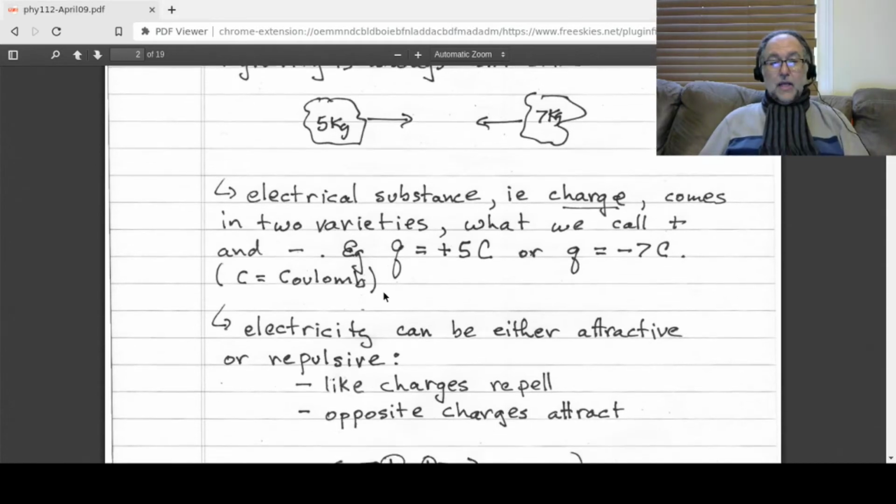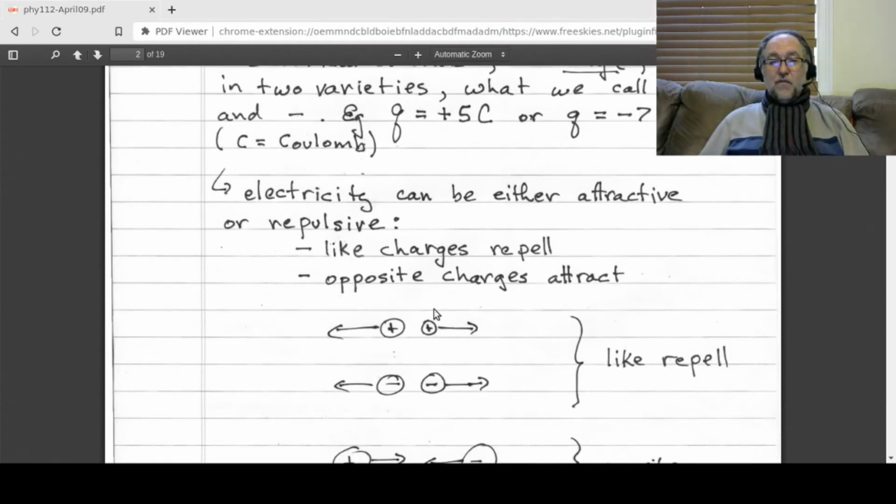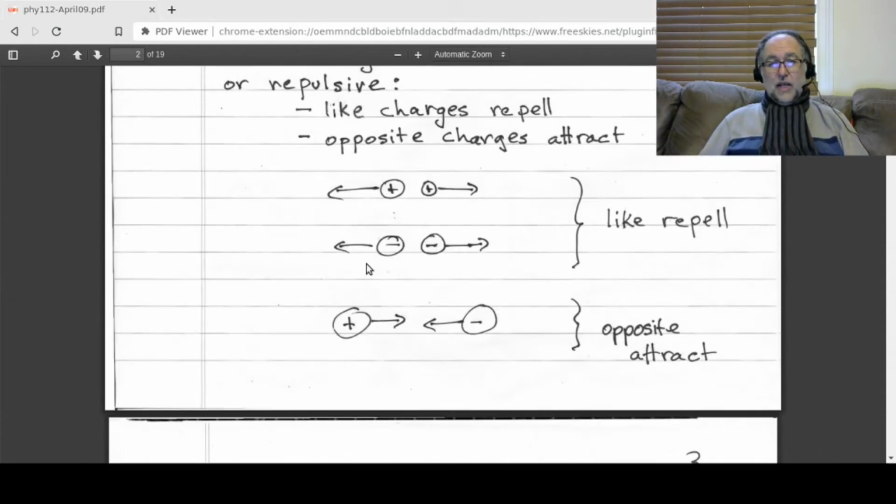It's both an attractive and a repulsive force. The way this works is like charges will repel and opposite charges will attract. So if you have a situation like this where you have two positives, the two positives will repel one another. Two negatives will also repel one another. Like charges will repel, but a positive and negative will attract. And so there you go.